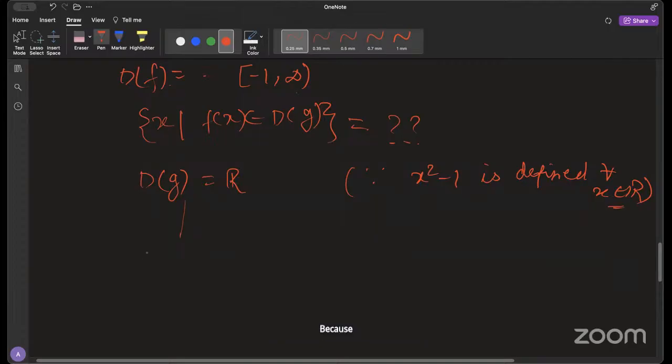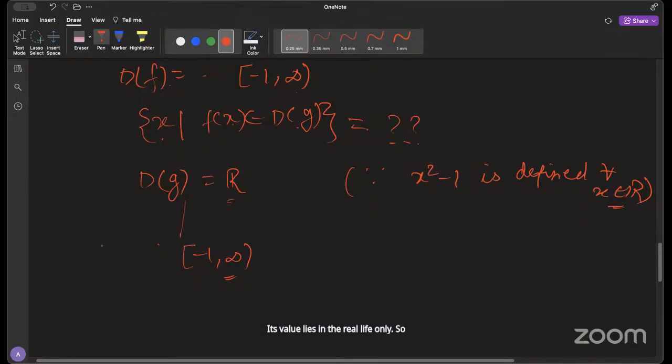Because if f of x is defined, then it's a real number, and if it's a real number, then it's definitely in the set of real numbers. So we just need to find whether f of x is defined, which is again the domain of f. So this set is actually -1 to infinity only. The domain of g is the whole real line, so we just need to find x such that f of x is defined. Because when f is defined, its value lies in the real line only.